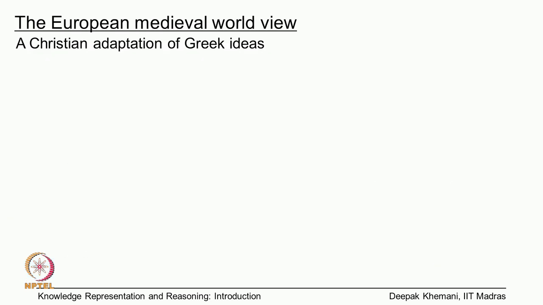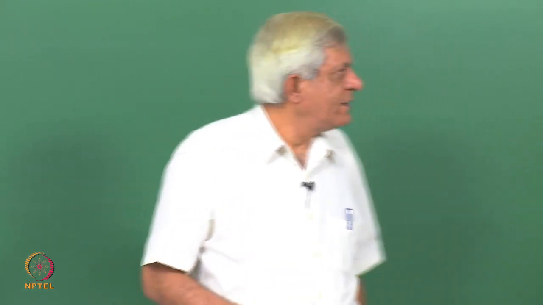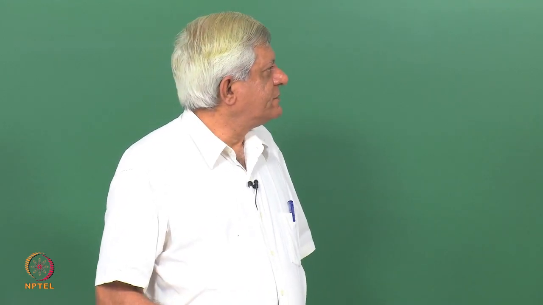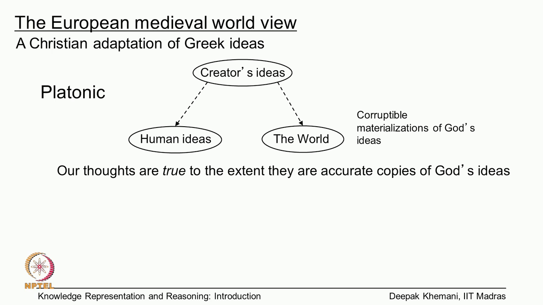Okay, so let's now move towards representation a little bit. In medieval Europe, when people thought about the world, they were modeling the world essentially. It was based on a Christian adaptation of Greek ideas essentially. So, the Platonic notion of things was that there is a creator who has got ideas which are perfect ideas. You must have heard about things like Platonic love, for example, that comes from the same source essentially. Like perfect, which is the creator's idea, from which we derive human ideas and from which the world also is made essentially.